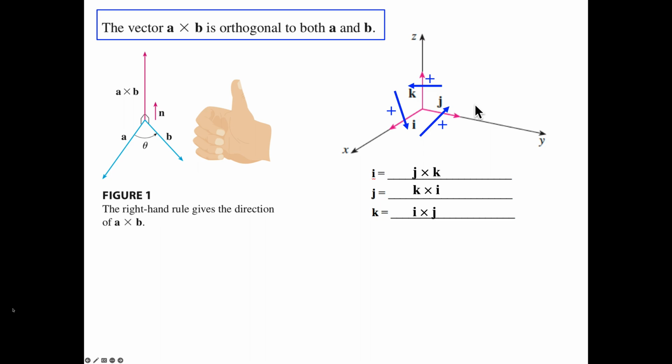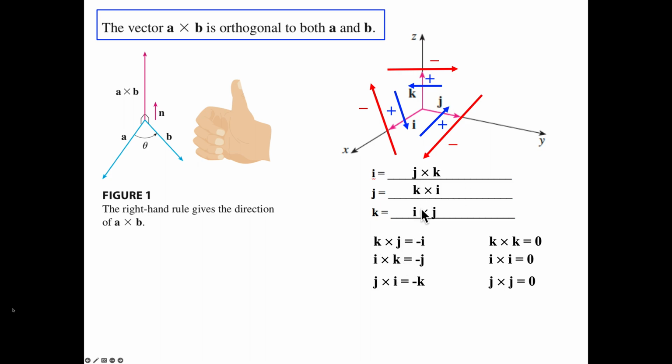If you reverse the order, remember when you switch the order here, then everybody becomes negative. So if I were to write J cross I, that would be a negative K. I cross K would be a negative J. K cross J would be a negative I. So there's, if you will, the anticommutative property of those, giving me those negative unit vectors.